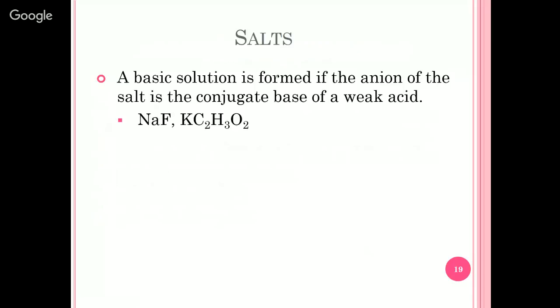For example, once again, in looking at whether a solution is going to be basic, we're concerning ourselves with what the anion can do, not what the cation can do. Cations have the potential to be acids in solution. Anions have the possibility of being a base. So once again, group 1 metals we ignore. We just cross those off. F- came from HF, a weak acid, hydrofluoric acid. Here we have the acetate ion, which came from acetic acid, which is a weak acid.